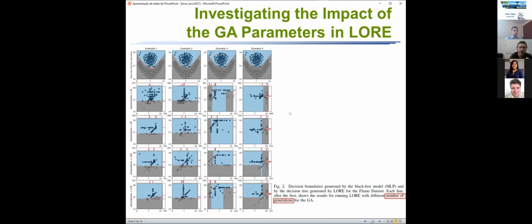In the second row, we have the results of the population generated by the genetic algorithm. And also you can see the decision boundaries generated by the decision tree. And when you increase the number of generations, for example, for this instance, we can see that the diversity becomes lower. We can see this by using the histograms in the border of the figures. And so this explains why the authors are using only 10 generations.